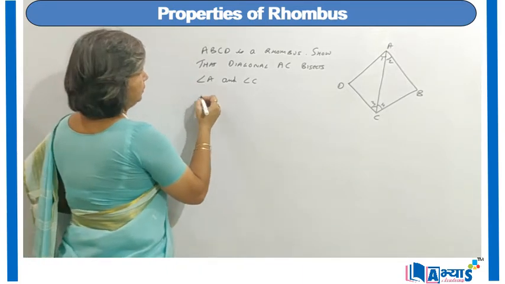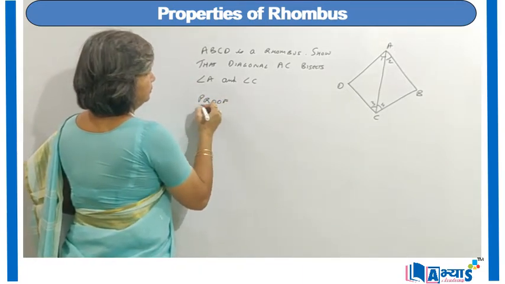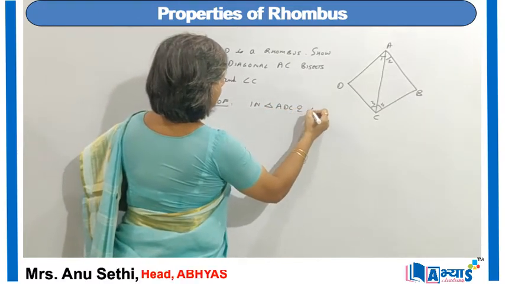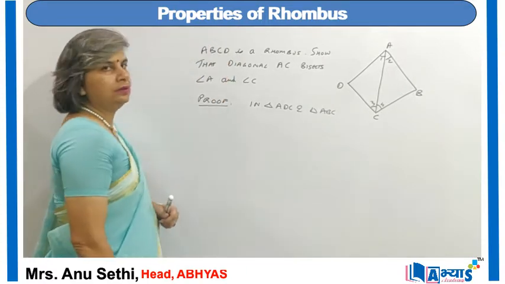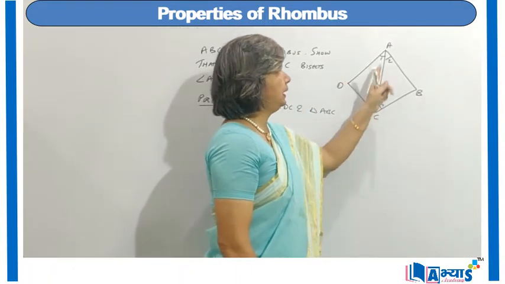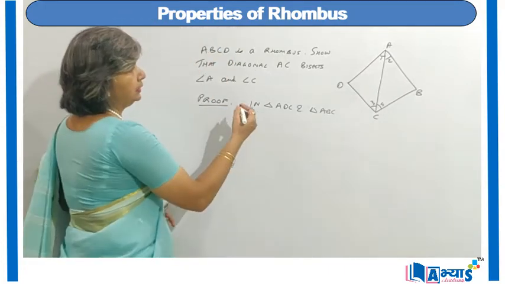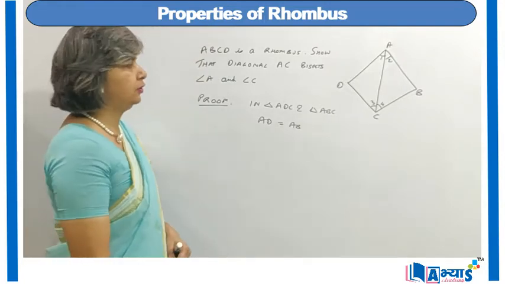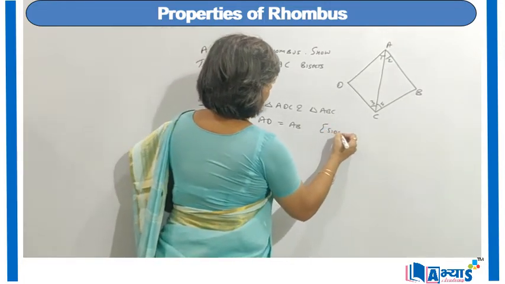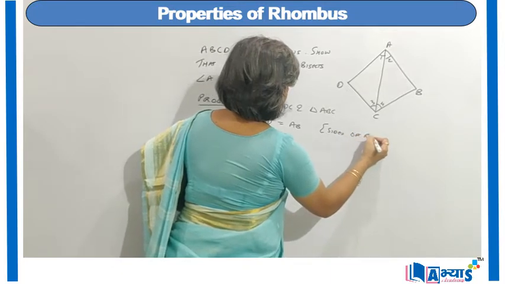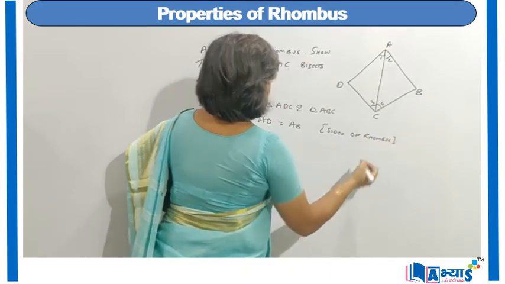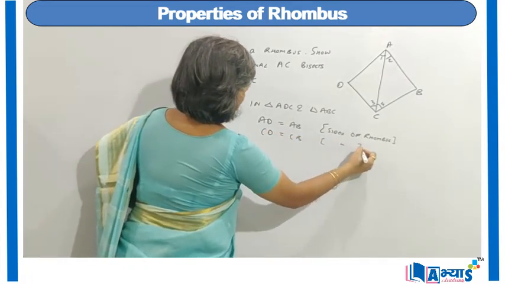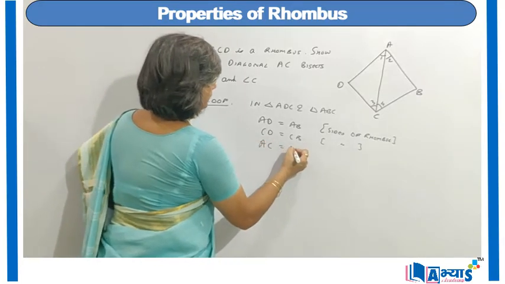So the proof will be in triangle ADC and triangle ABC. Now in the two triangles, AD is equal to AB because they are the sides of the rhombus. Similarly, CD is equal to CB, again the sides of the rhombus, and AC is equal to AC, it is common in both.